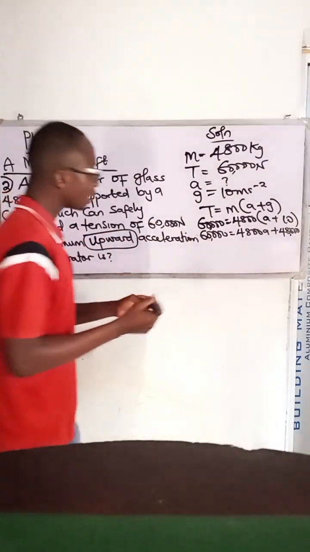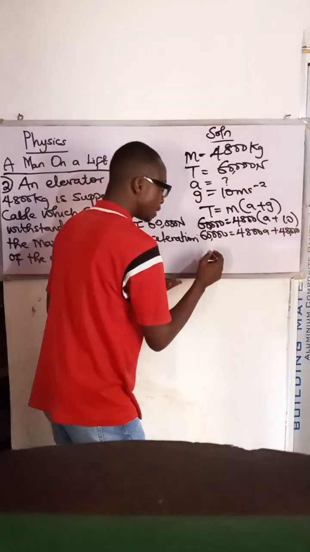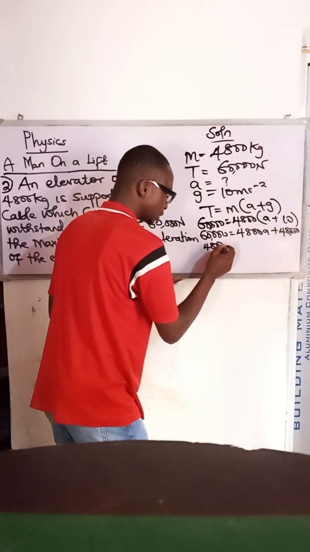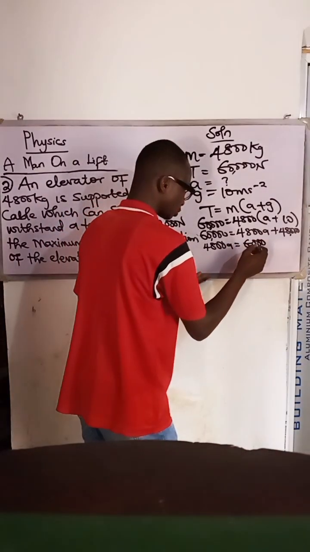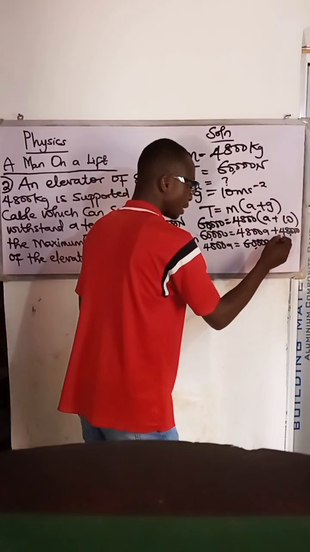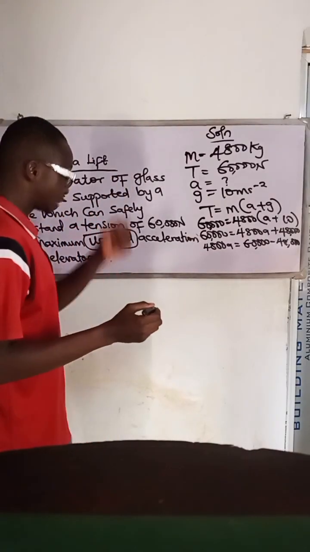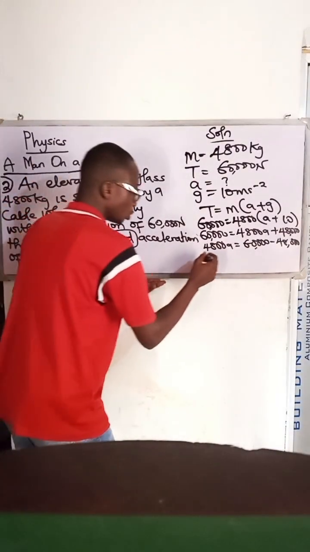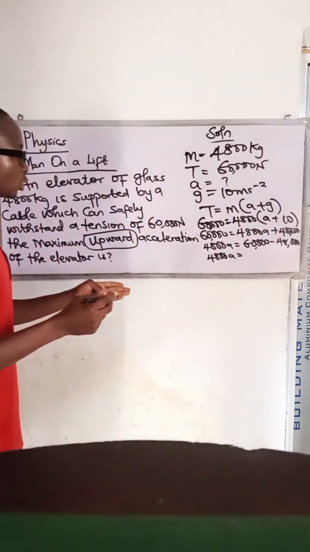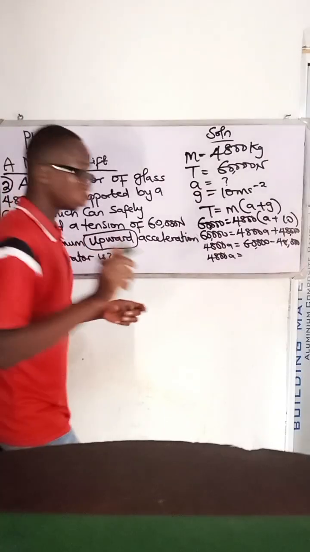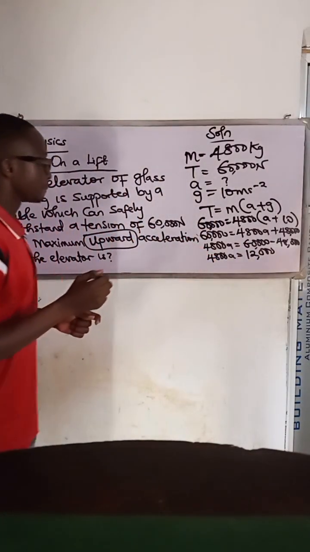Because we have to calculate a, the acceleration, we make it the subject of the formula. So we have 4,800 a equals 60,000 minus 48,000, which gives 12,000.